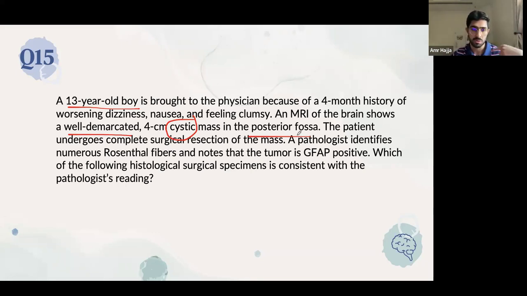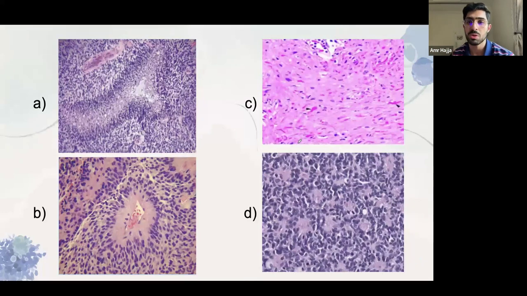For further confirmation, they said that it identifies Rosenthal fibers, which are GFAP positive. So this is an astrocytic tumor. So now we have 13, posterior fossa, this is children. Cystic adds for pilocytic astrocytoma. GFAP positive, this is astrocytic, like a tumor of astrocytes, so now we're at pilocytic astrocytoma. Now here, how do we know which one is pilocytic astrocytoma?